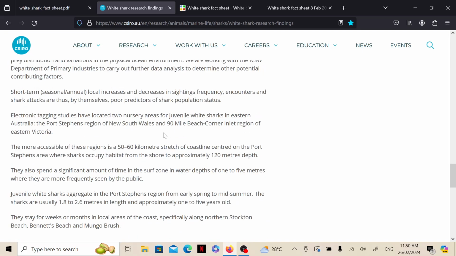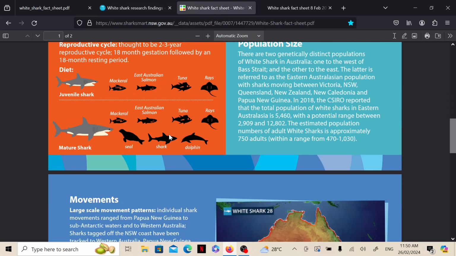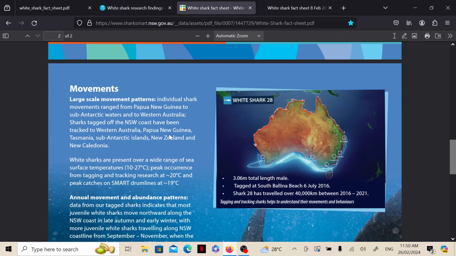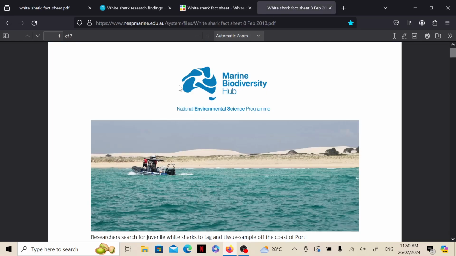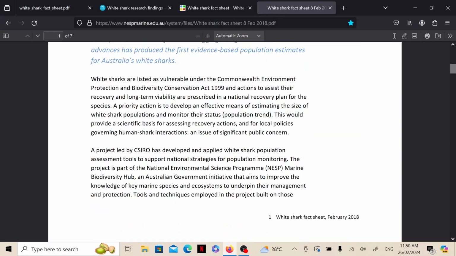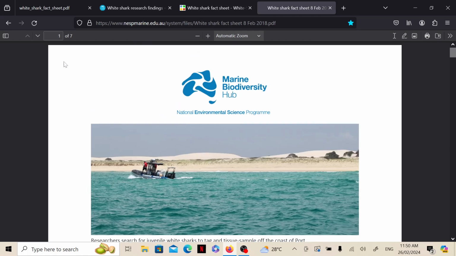So I'm going to be diving into this and doing a bit of research as well, and hopefully next weekend when I'm off work, off roster, I can do a deep dive into these great white shark populations in Australia as well.